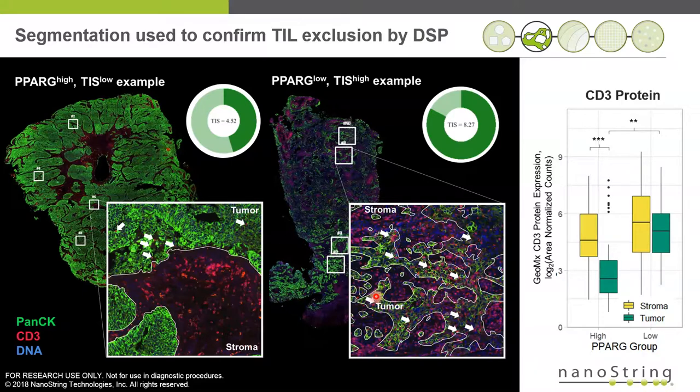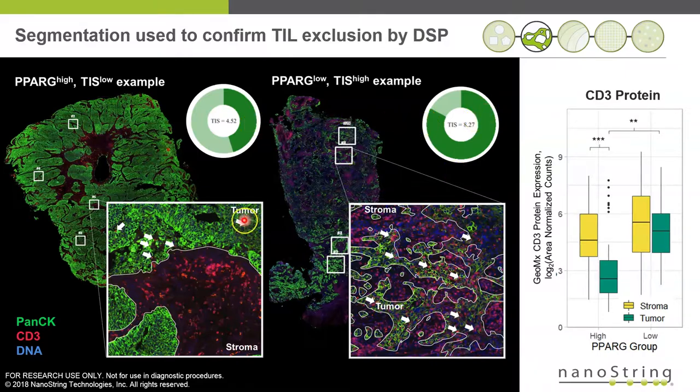So these are bulk analyses of tumor inflammation. This is shown here where you have PPAR gamma high samples and they have low tumor inflammation, a score of 4.52, which is quite low. And here you have PPAR gamma low samples, which have high tumor inflammation. So there's some association between the PPAR gamma state and the tumor inflammation. And that comes from bulk analysis.